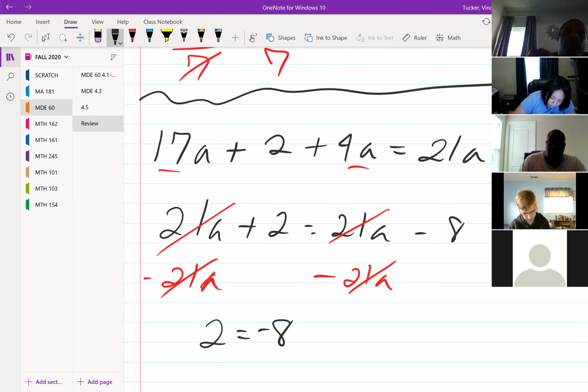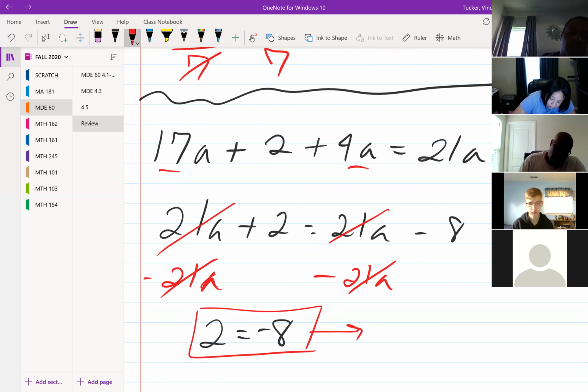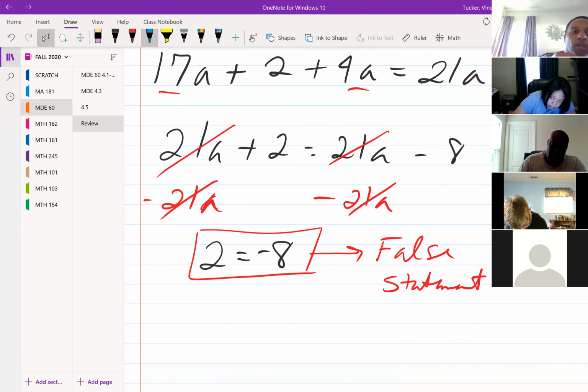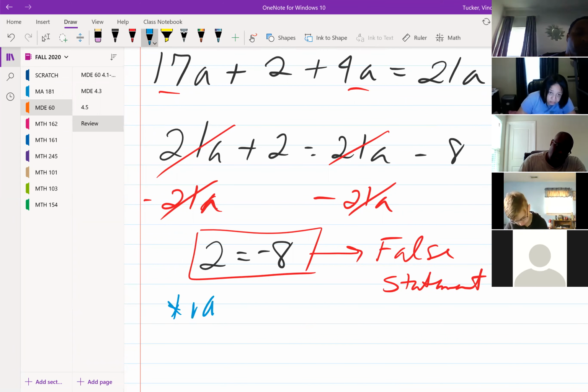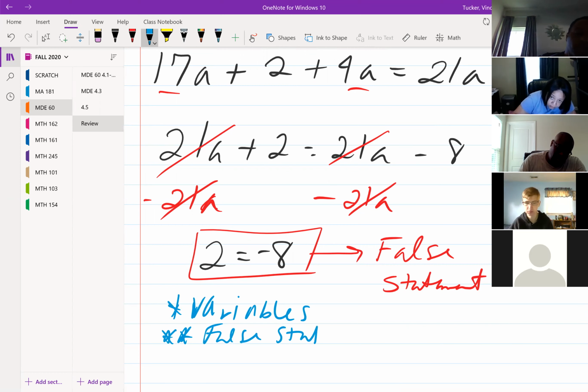And I have 2 equal to negative 8, which is a false statement. So when your variables cancel and you get a false statement, your answer is no solution.